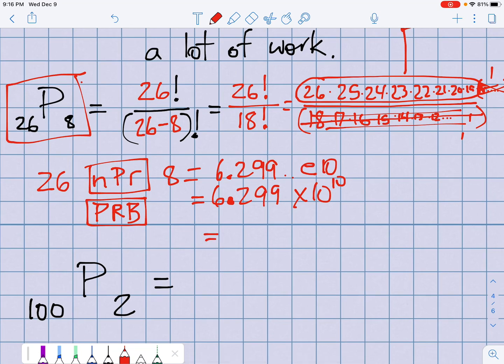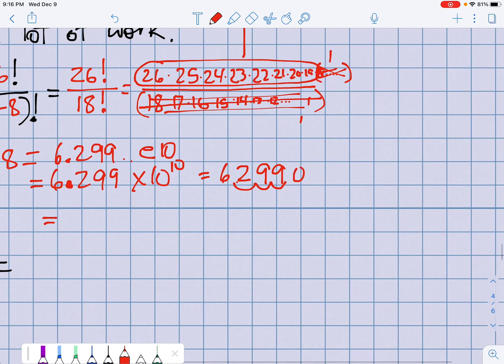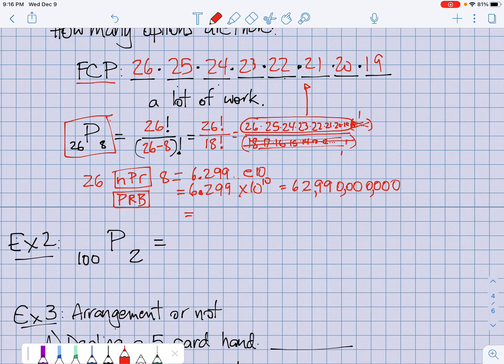So this number is going to be, I'll write it out over here, 6299. So I've moved it 3 places, and now I'm going to add 7 zeros. And then I'm going to put my commas in. So now I can read off the number as 62,990,000,000. Okay? Ways to crack this code. Quite a few. All right?